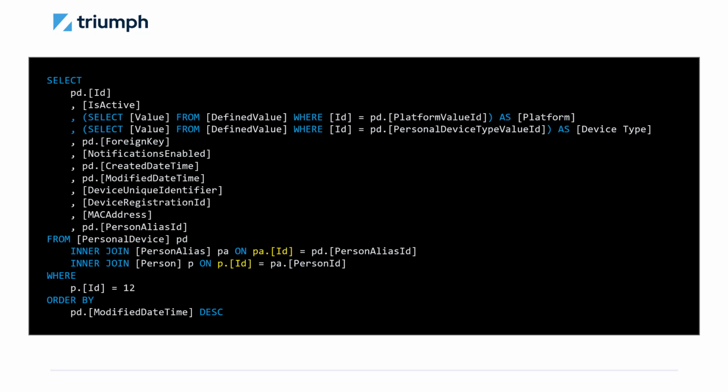Another pattern that we follow is that the table being joined should be the first table referenced in the on condition. So here you can see we're joining the person alias table to personal device. And when we do that, we're leading with the person alias table with that field.